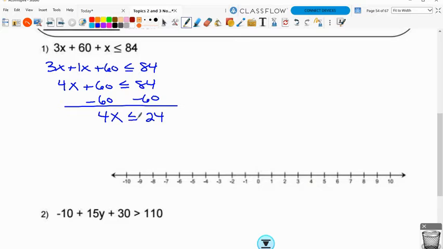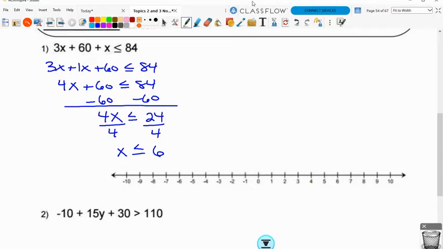Now we need to get the value of 1x. Right now, x is being multiplied by 4, so we will go ahead and divide by 4 on both sides. On the left, 4x divided by 4 is our 1x. On the right, 24 divided by 4 is 6, and dividing by a positive will preserve the symbol. So we have x is less than or equal to 6, and now we need to graph this on the number line.